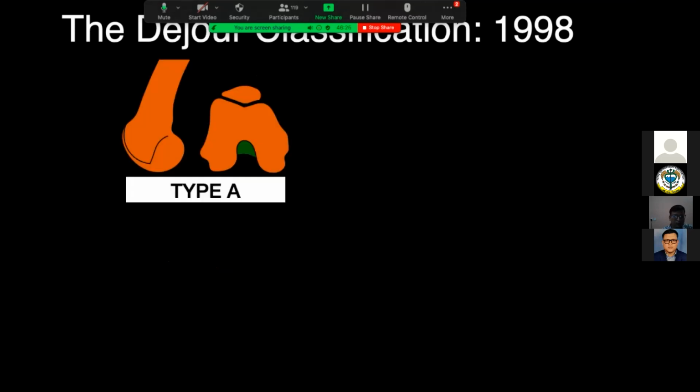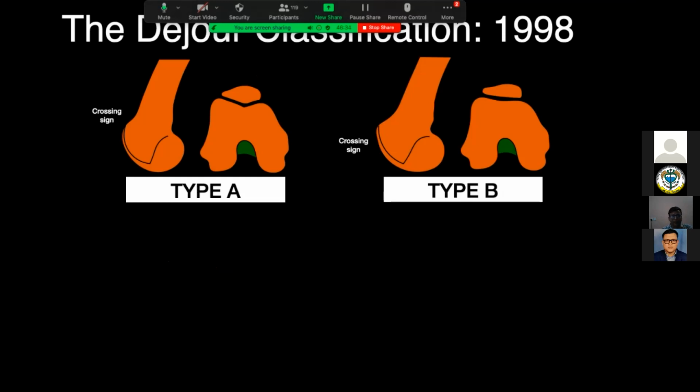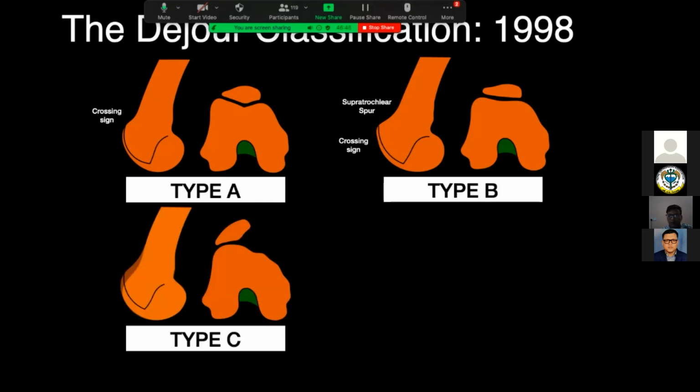This is the Dejour classification given in 1998. Type A is a shallow trochlea in which there is a crossover sign, where the floor of the trochlea crosses the condyle. Type B is the relatively severe one, where there is a crossing sign along with the supratrochlear spur because of anterior prominence of the floor of the trochlea over the condyles. Then in type C, there is a crossing sign along with the double contour sign, because here the medial condyle is hypoplastic and the lateral condyle is more prominent, and the double contour is seen because of the overlap of the medial condyle.